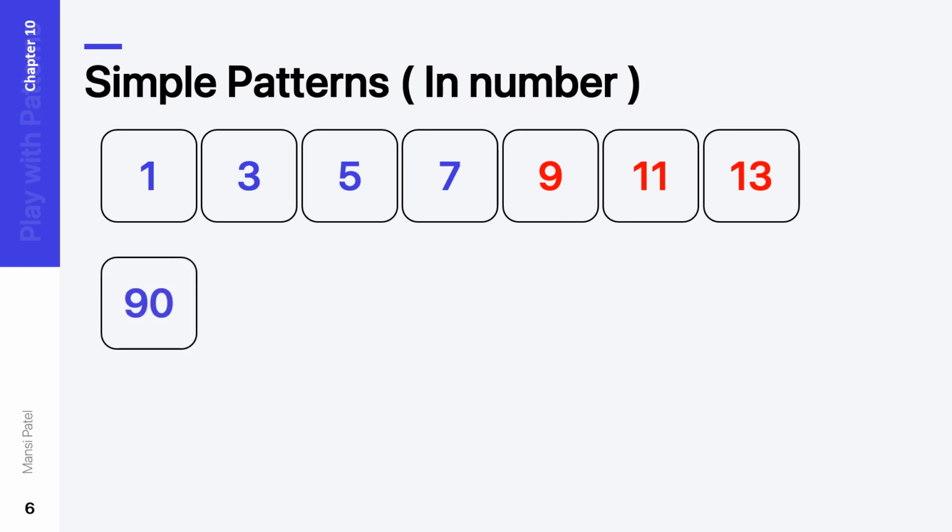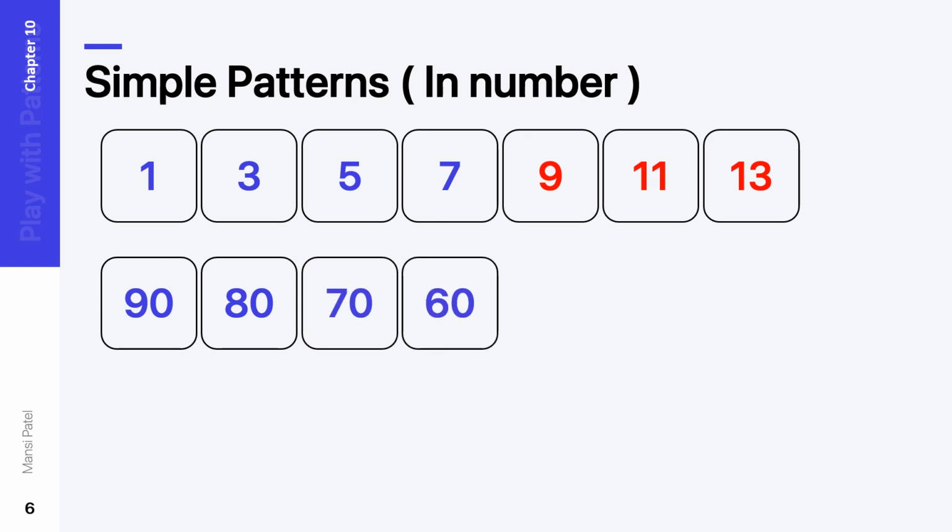Let us see the next one. Here the first number is 90, then after that 80, 70 and 60. Here you can see that this number is decreasing, and decreasing by 10. 90, 80, 70, 60. Now 50, after that again minus 10.